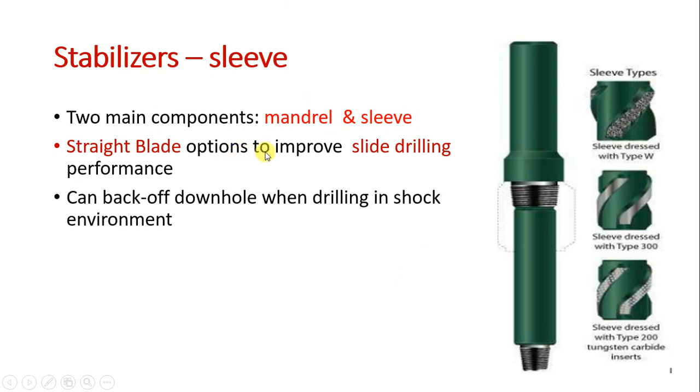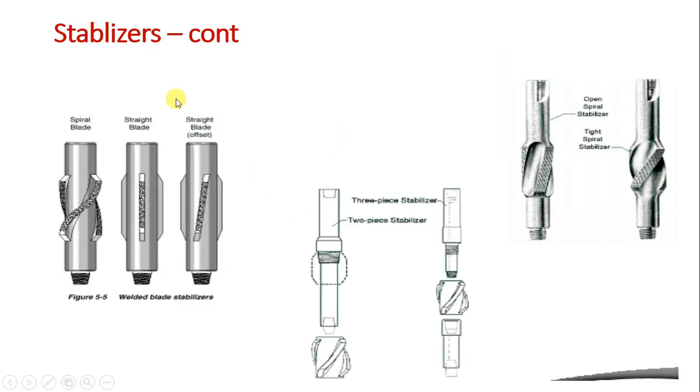Straight blade options improve the slide drilling performance. As you see here, this is the mandrel, and you can put the sleeve here and close it. This type is composed of two components, mandrel and sleeve. It can back off downhole when drilling in a shock environment, so we have to take care of the torque applied over it.